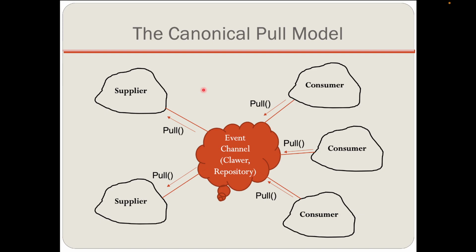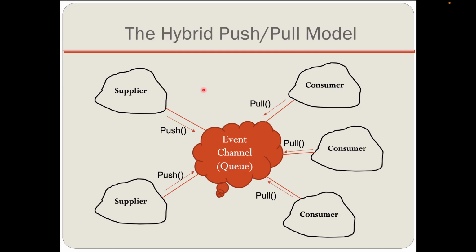They can decide when to retrieve that information by using this pull interface. The hybrid mode is something like this. Okay, this first one is a queue. So the supplier or the publisher, after they generate new info, they just send it to the middleware directly.